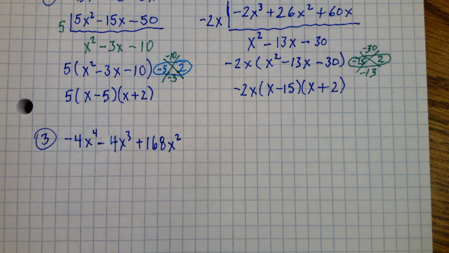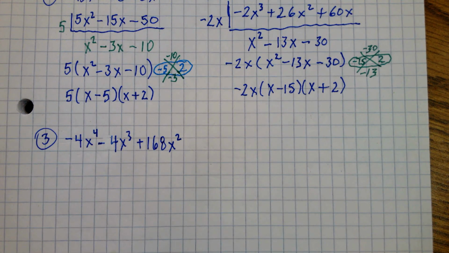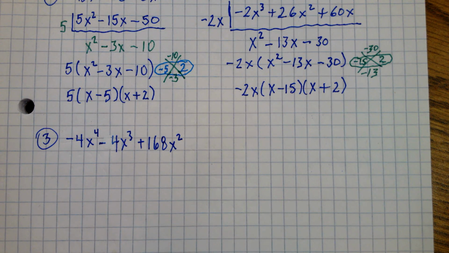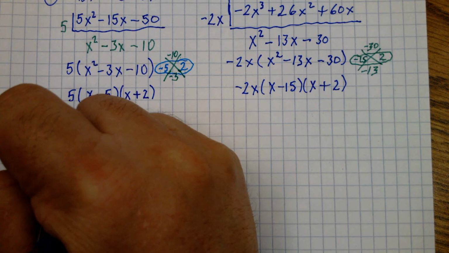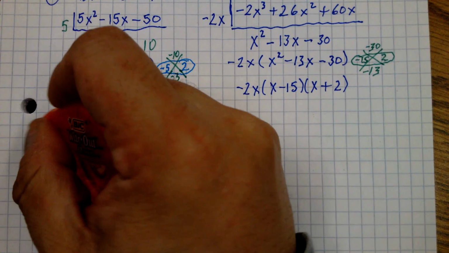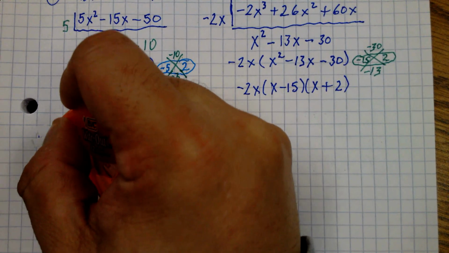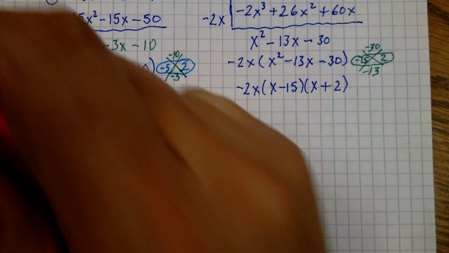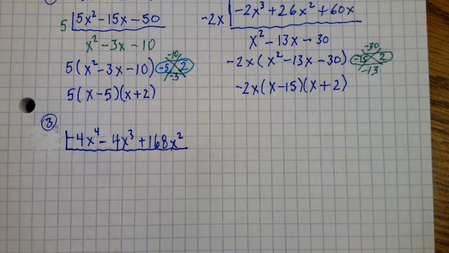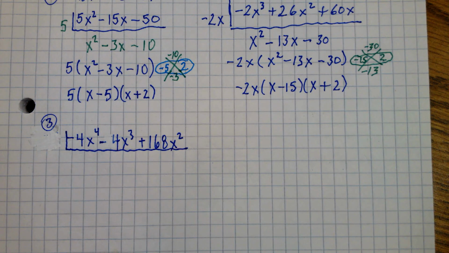Okay, well, let's take a look. Is it in standard form? 4, 3, 2, yeah. Okay, so that means let's see what GCF comes out of this. Let me make myself some room here. I should have put the 4 or the 3 up here. Okay, now we're better. I've got negative 4x to the fourth, negative 4x cubed, and 168x squared.